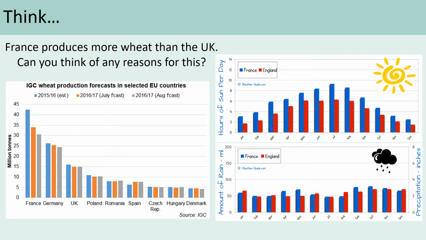So I'd like you to think about, you don't need to write anything, think about France produces more wheat than the UK. Can you think of any reasons for this? So looking at the data you've got in front of you, we can see France produces a lot more wheat than the UK. So why do we think that is?